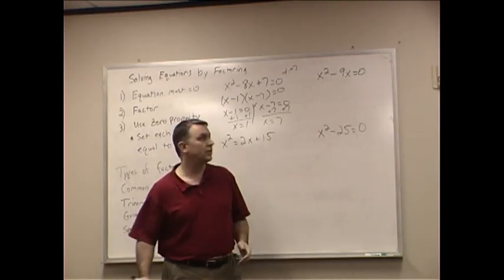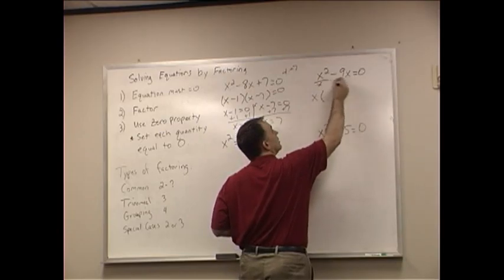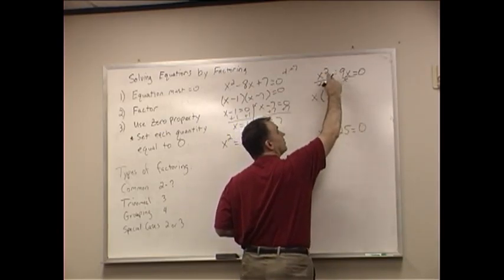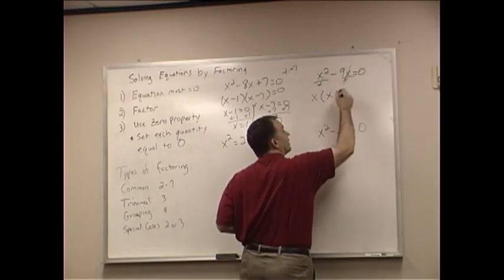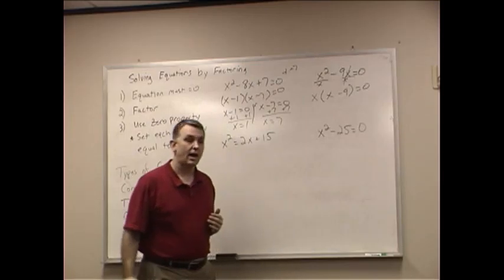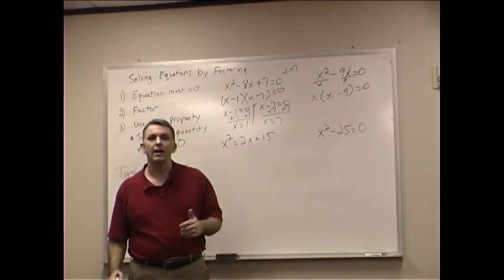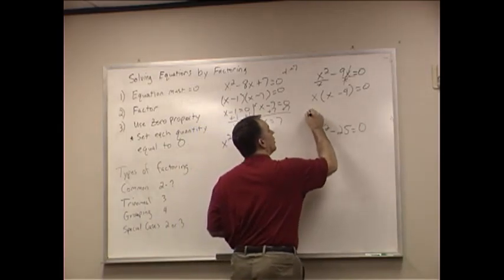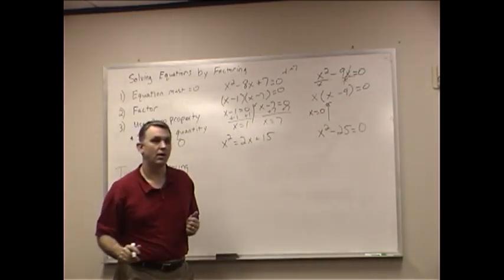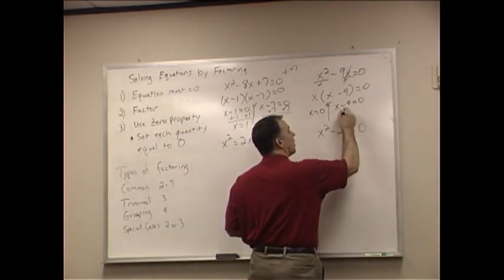They both have an x in common. So since they both have an x in common, divide by x. x squared divided by x is x. Negative 9x divided by x, the x's cancel. That is just 9. So now I have x times x minus 9 equals 0. So x equals 0. Not even an equation to solve there, is there? Or x minus 9 equals 0.